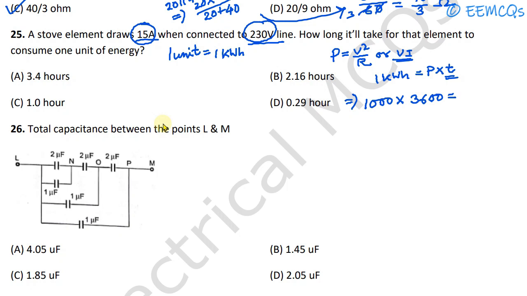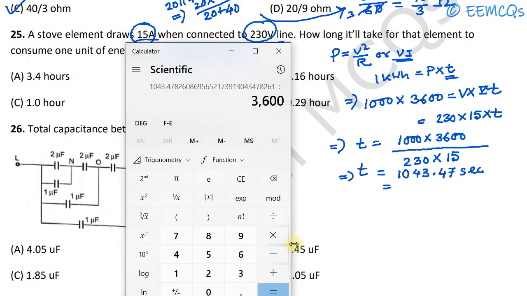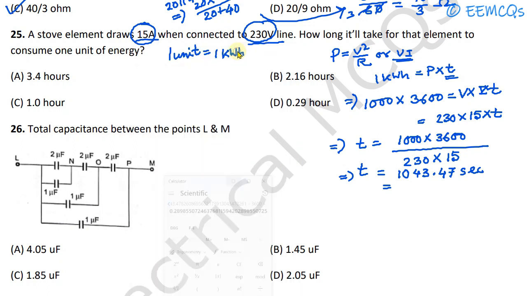So now put here VIT. Now putting all the values, 230 into 15 into T, what we get? T is equal to 1000 into 3600 divided by 230 into 15. This will give you 1043.47 seconds, which is equal to 0.289 hours, which is approximately equal to 0.29. So here the option D will be our correct answer.